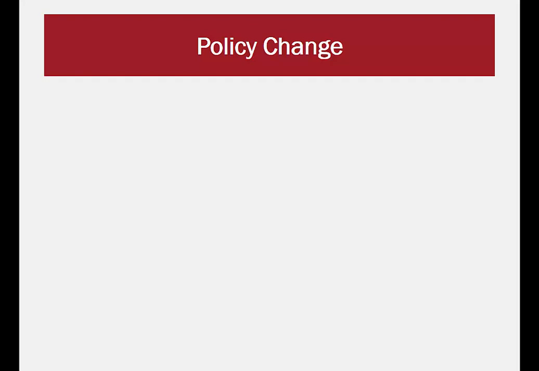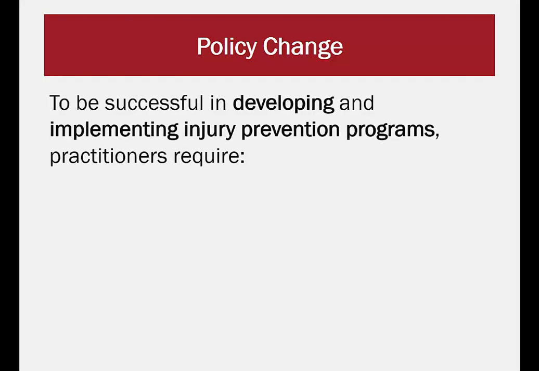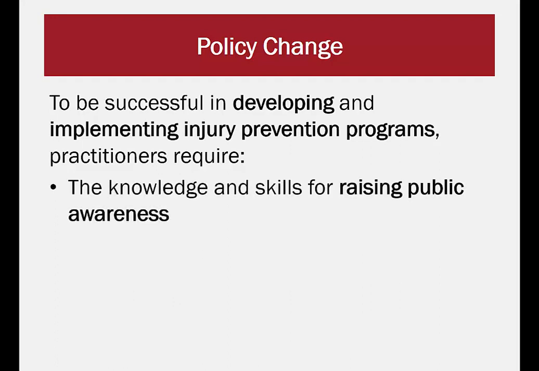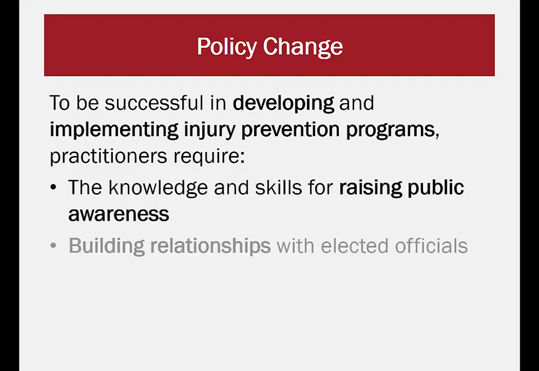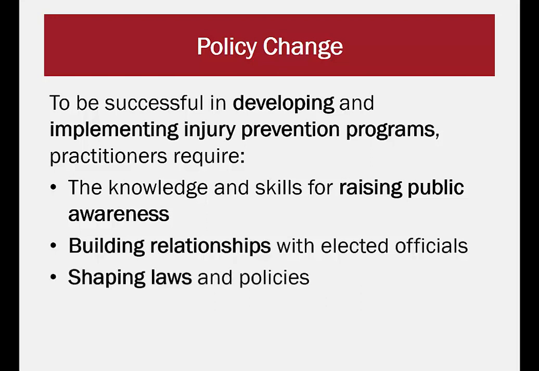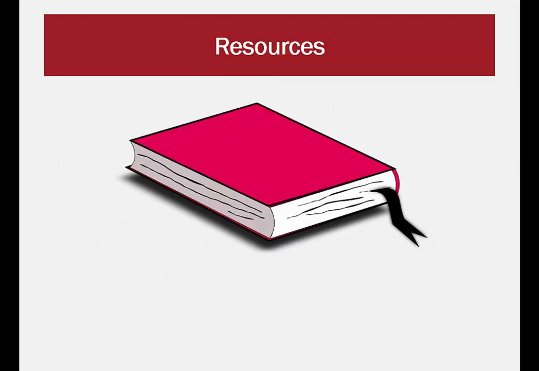There are various situations, people, timing, processes, and resources that will impact action and the likelihood of success. To be successful in developing and implementing injury prevention programs, practitioners require the knowledge and skills for raising public awareness, building relationships with elected officials, and shaping laws and policies. Below, you will find a few resources if you are interested in learning more about the political and social context of injury prevention practice.